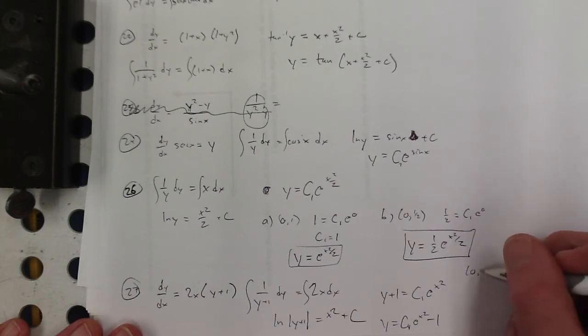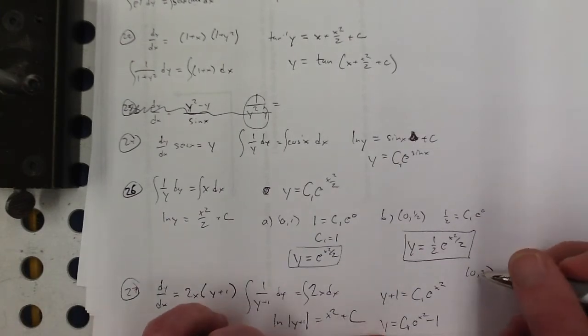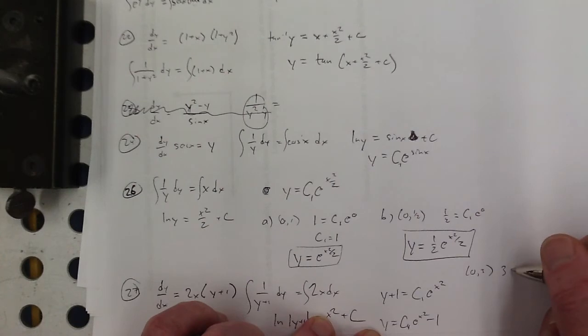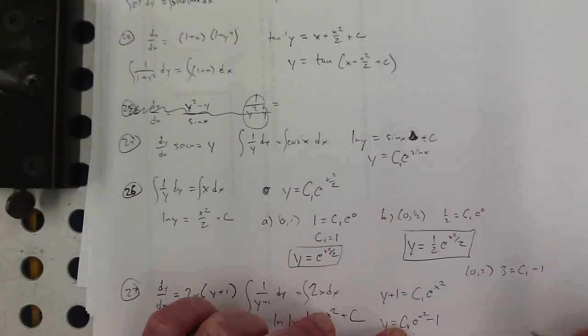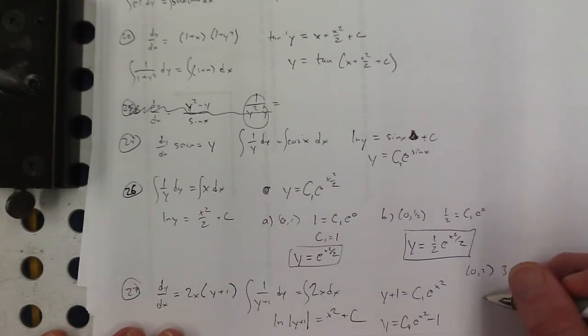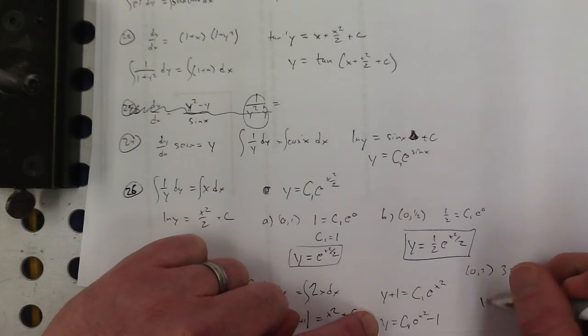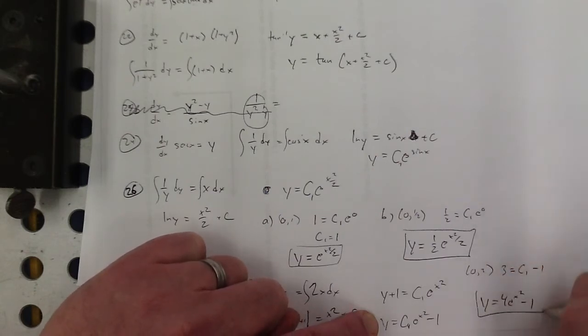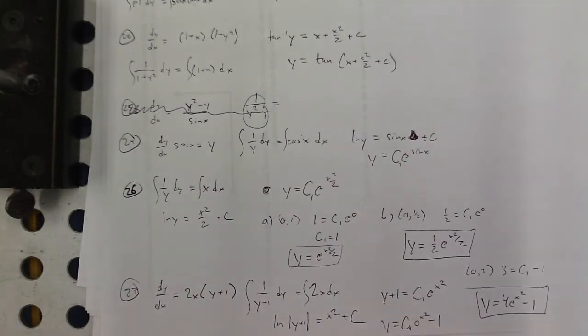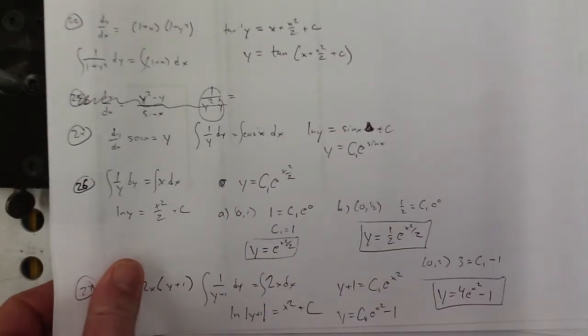So the point that's going to be a 3 there is equal to c1 times e to the 0 is just 1 minus 1. So c1 is 4. So that means we're going to have y equals 4e to the x squared minus 1. That's my particular solution.